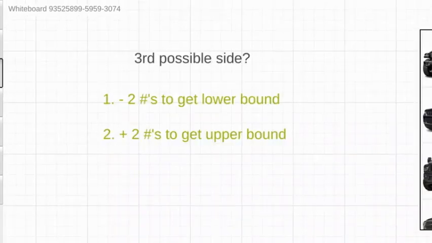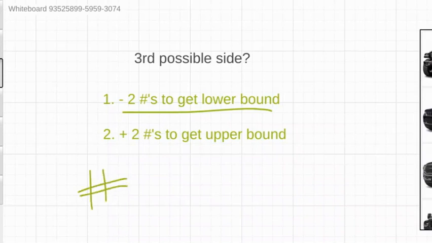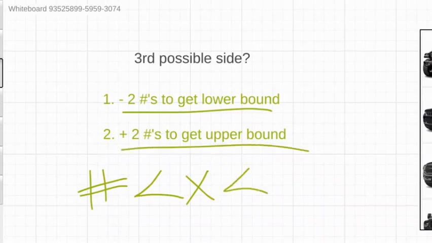Alright, that's all great, but how do I find my third possible side? Well, there are two steps. First, you need to subtract two numbers to get the lower bound, and then you need to add two numbers to get your upper bound. So in the end, it should look like this. You're going to have the number that you subtracted, which is less than x, which is in between, and then less than the number that you added to get.